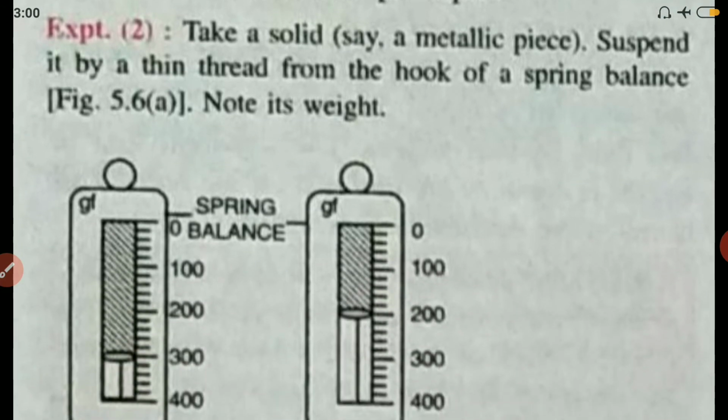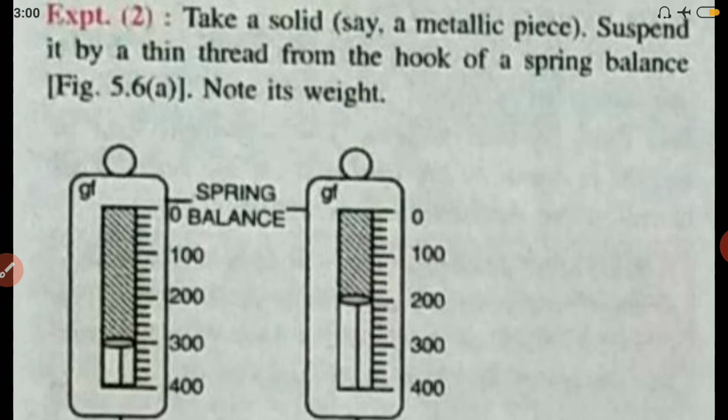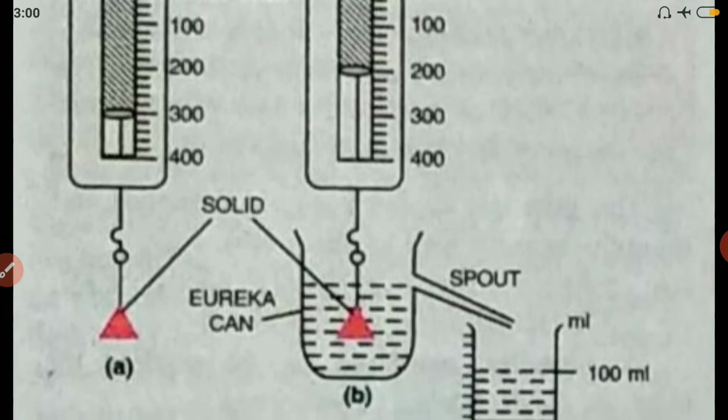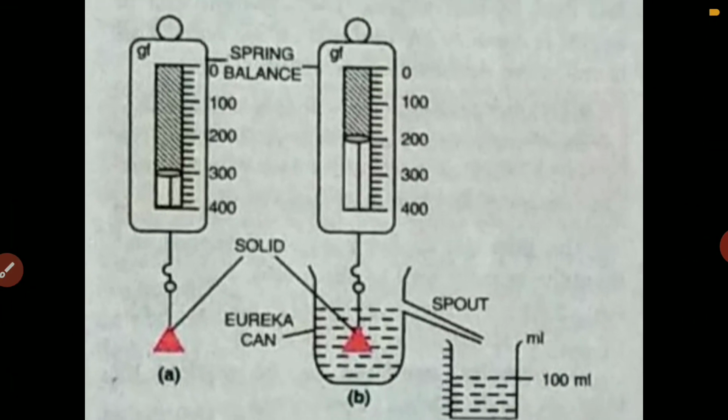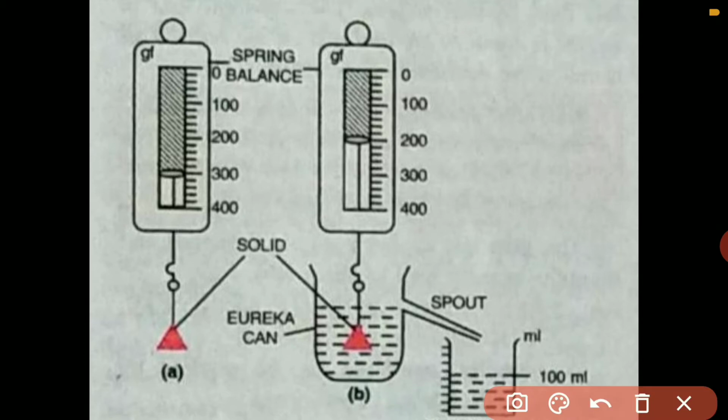Take a solid, say a metallic piece, and suspend it by a thin thread from the hook of a spring balance, as shown in figure 5.6a. Here you can see a spring balance holding a solid and showing some reading, around 300, right?